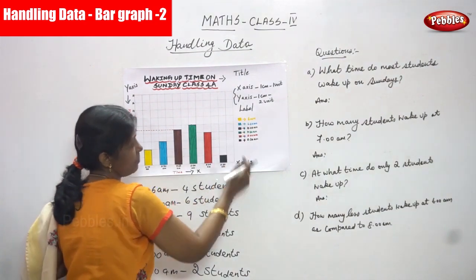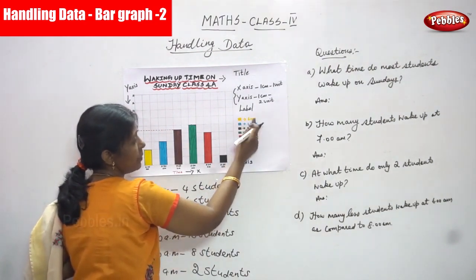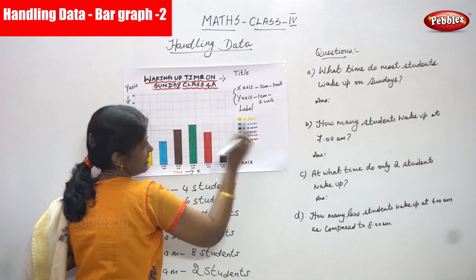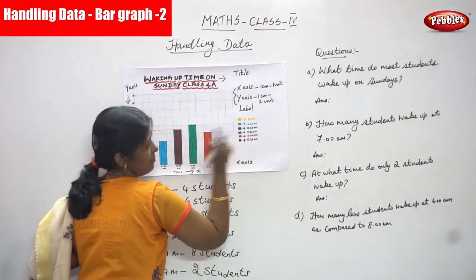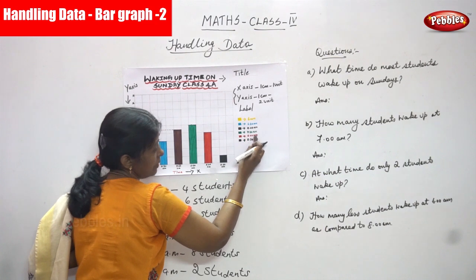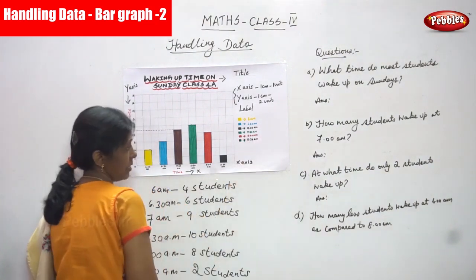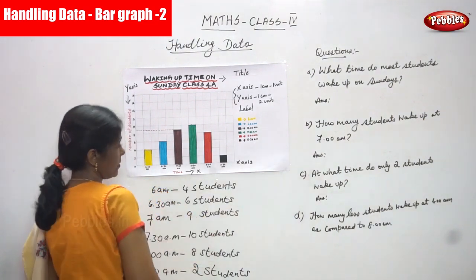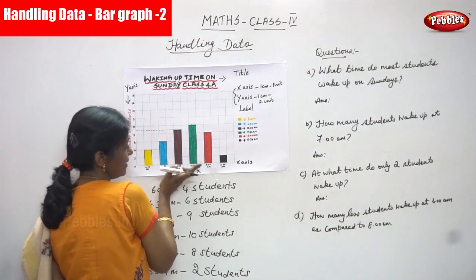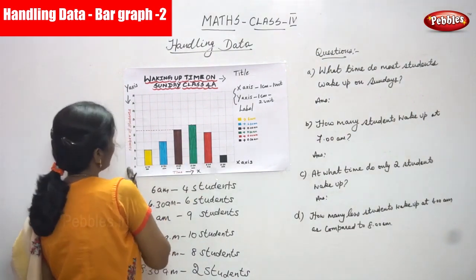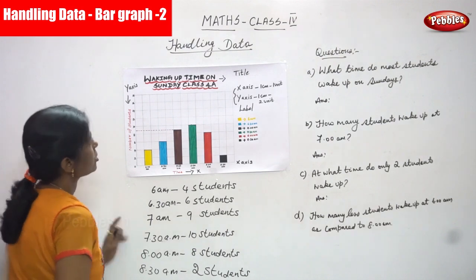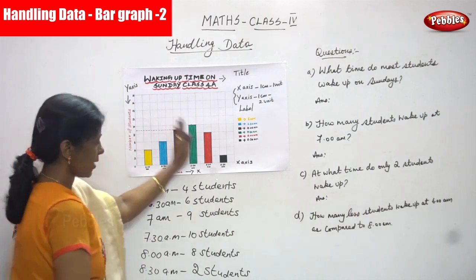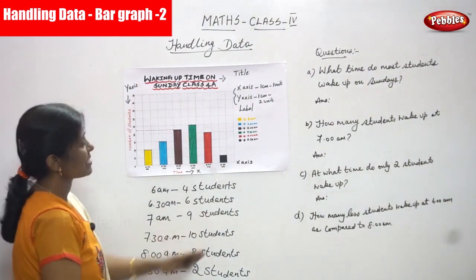So the yellow vertical bar is 6 a.m., the blue vertical bar is 6:30 a.m., the brown vertical bar is 7 a.m., the green vertical bar is 7:30 a.m., the red vertical bar represents 8 a.m., and the black vertical bar is 8:30 a.m. So it all comes under time, which I have taken on the x-axis, and number of students on the y-axis. This is the title, and the x-axis and y-axis come under the label. I think you understand all the information in the bar graph very clearly.